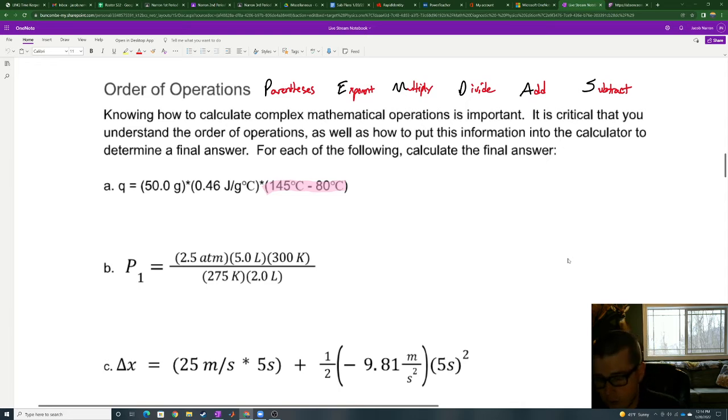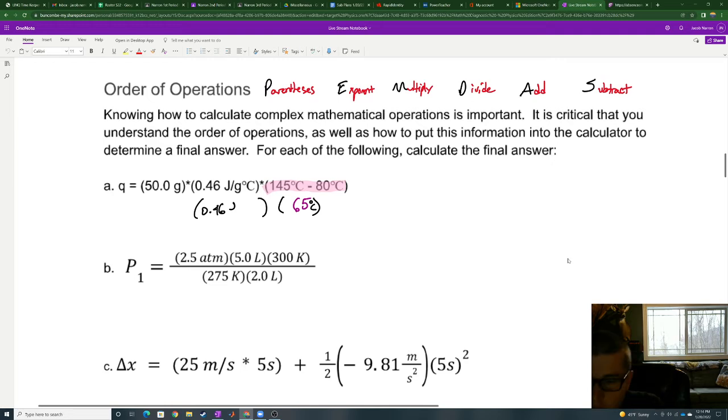So I want to do that first, 145 minus 80. So here I go, if my calculator has battery. It does, yay. So I'm doing 145 minus 80, and I get 65, all right? So I just did this little section right here, and I got 65. And at this point, look, now we're just multiplying. Now I'm doing 0.46, and by the way, that's degrees Celsius if you care. Now I'm doing just everything times everything.